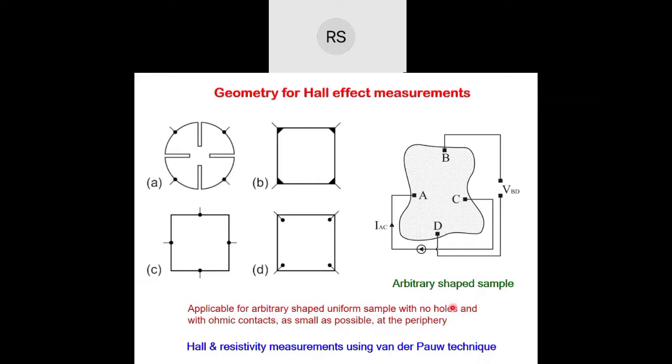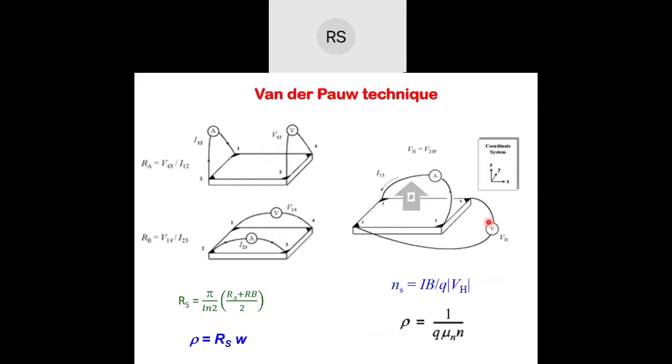And here the advantage is that you are a little bit flexible in putting your ohmic contacts, and your sample shape can also be a little bit arbitrary. That is the flexibility you need in normal lab conditions. So what you do here is you make 4 contacts, as I have shown you earlier. So 1, 2, 3, 4.